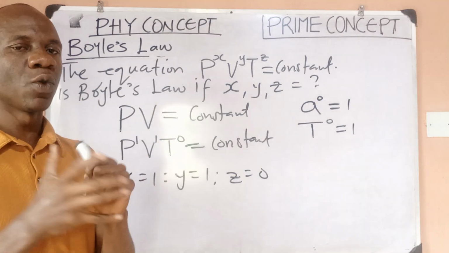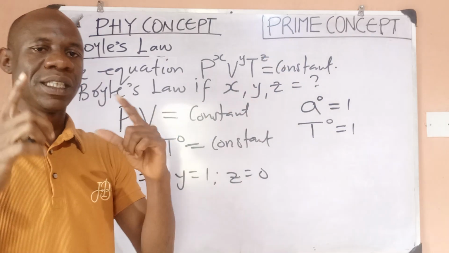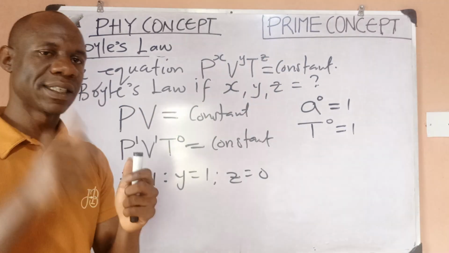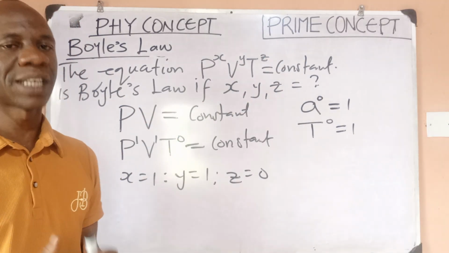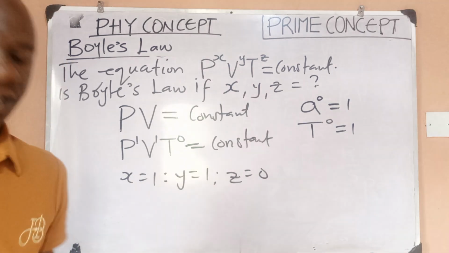Now let me give you a quick one. If this should represent Charles' law, what would be the values of x, y, and z? Drop the answer in the comment section. Let me know if the concept is clear to you. And let's take our third problem here before we stop this video.